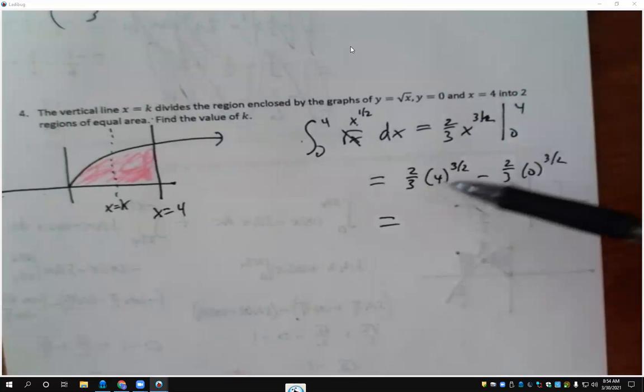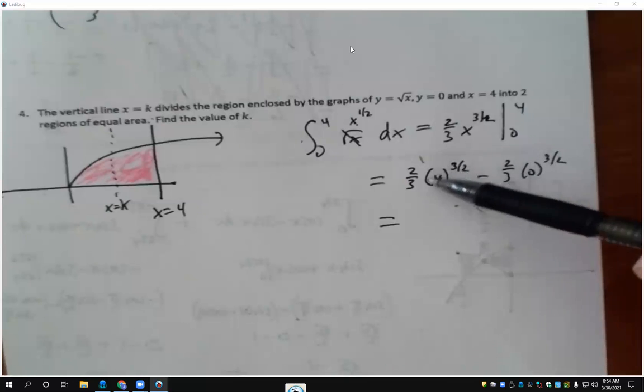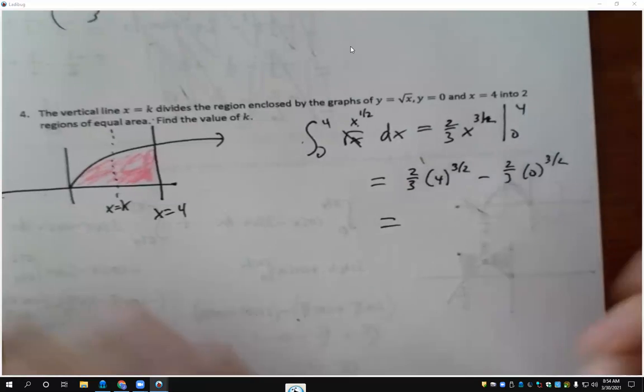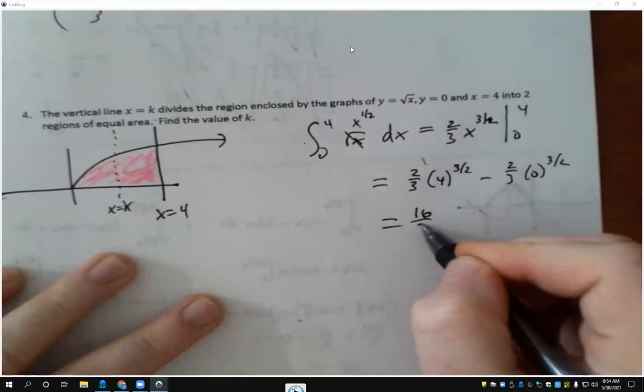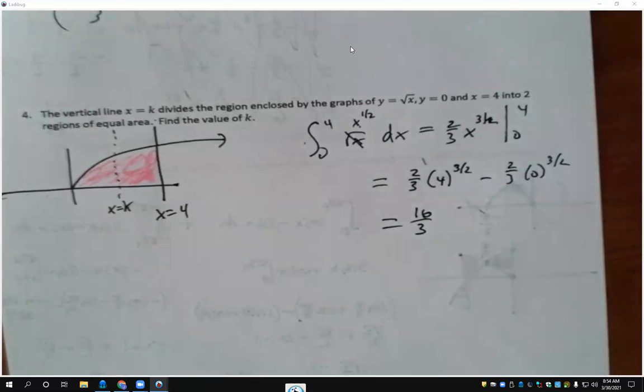So 4 to the 3/2 means the square root of 4 cubed. Okay, so the square root of 4 is 2. 2 cubed is 8. So this whole thing equals 8 times 2/3, which is 16/3. Okay, so the area of the whole entire pink region is 16/3.